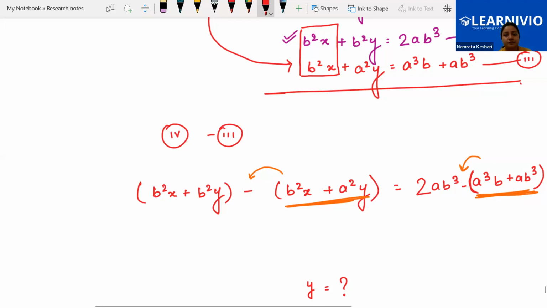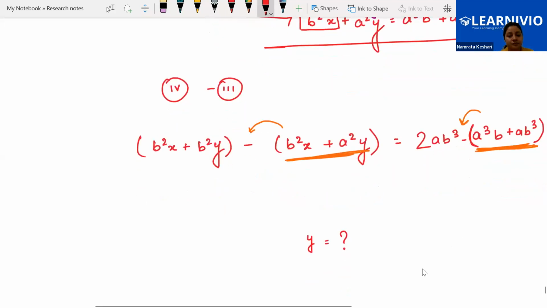Ma'am, I'm getting y is equals to 2ab. Yes, Harshit, y is equals to 2ab. 2a, you said? 2ab. 2ab, you are saying? Yes, ma'am. Okay, I'm keeping it aside.